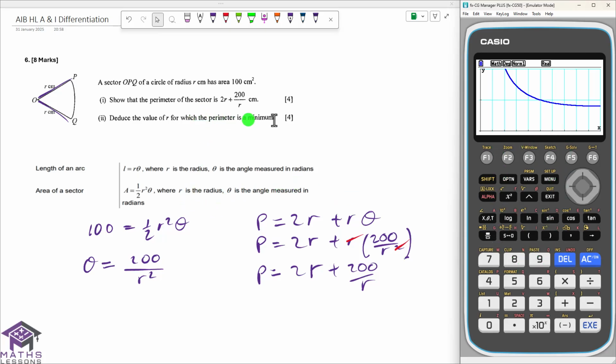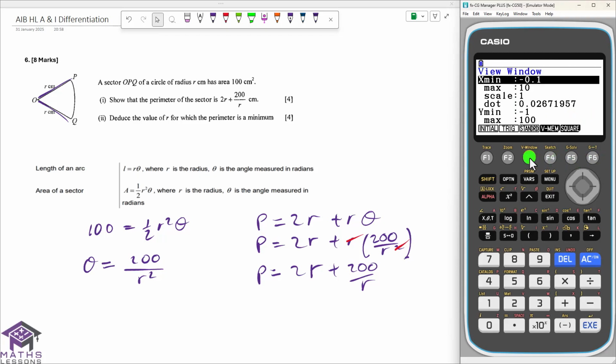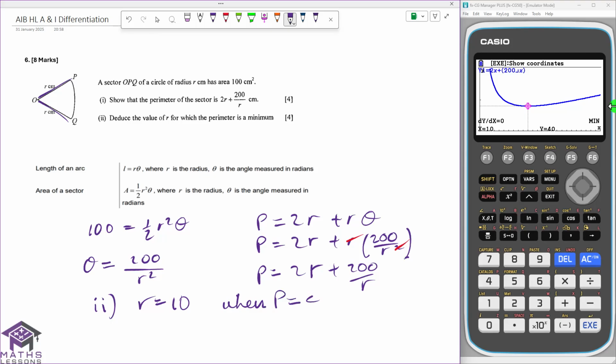What we wanted to do was find the minimum, so let's do graph solve min. It's not found, so I've obviously not gone far enough in my range. Let's go to the view window and make my x value go up to, say, 25. Execute that, and we now see we've got a minimum. So graph solve, min, and it tells us that x equals 10 and the perimeter equals 40. So for part 2, R equals 10 when P equals 40 is a minimum.